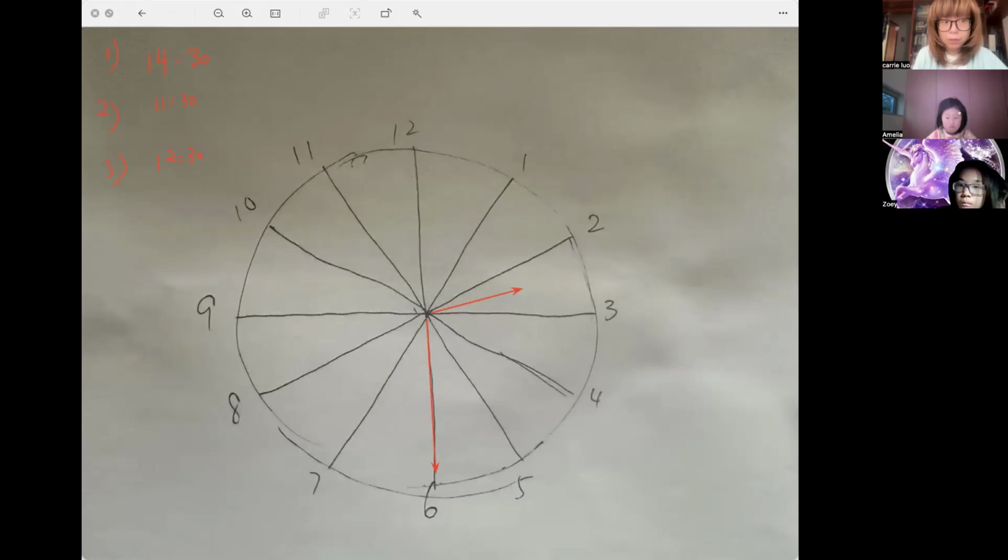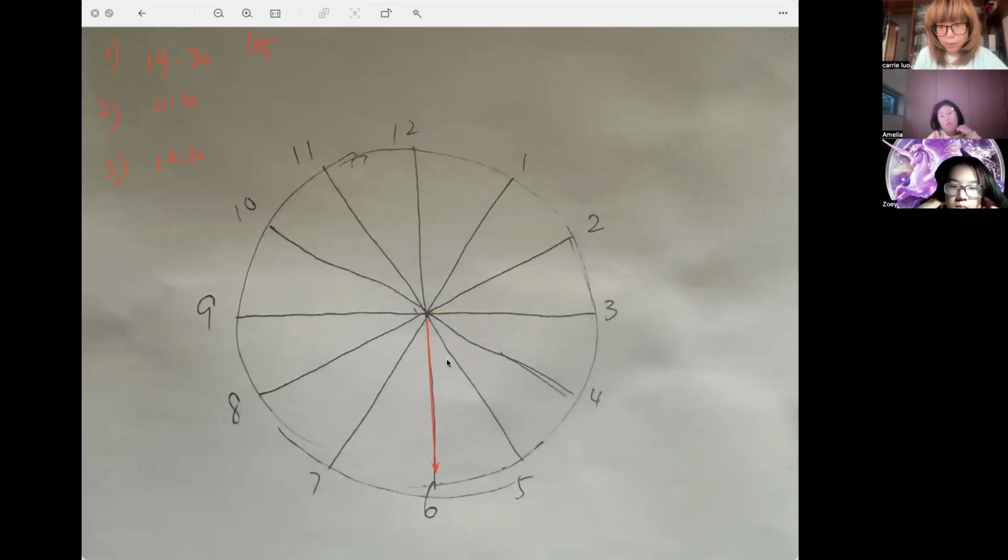Okay, Amelia, take a look, okay? We have 14:30, so that means 2:30. Amelia, take a look at the screen. So it's 30 degrees, 30 degrees, 30 degrees, and plus 15 degrees. So altogether it is 105.